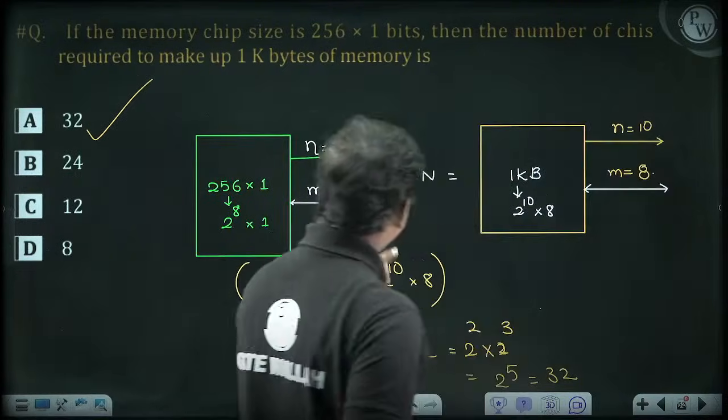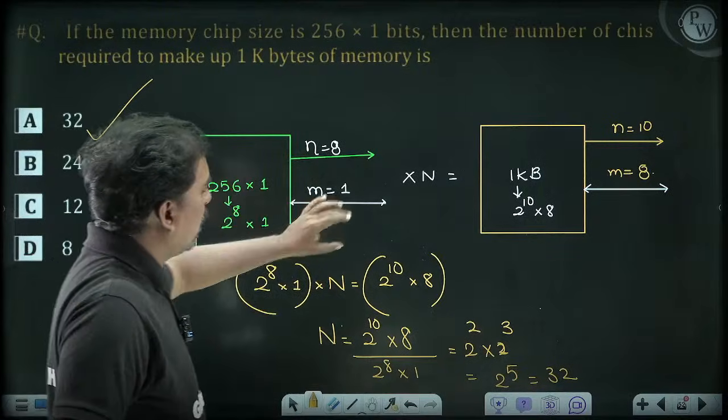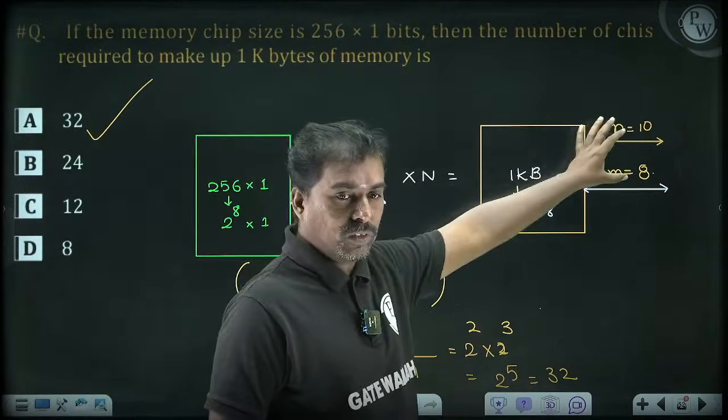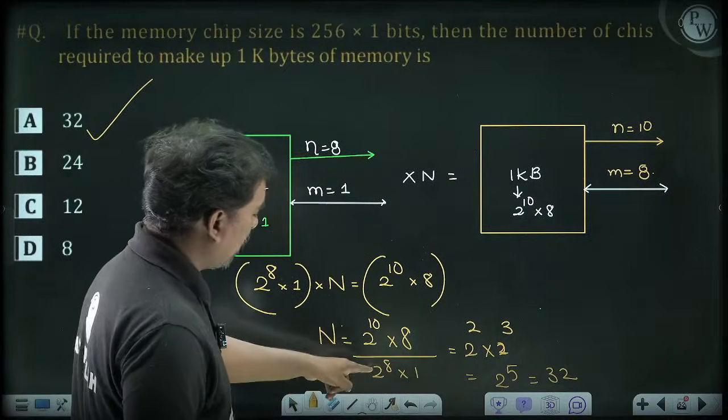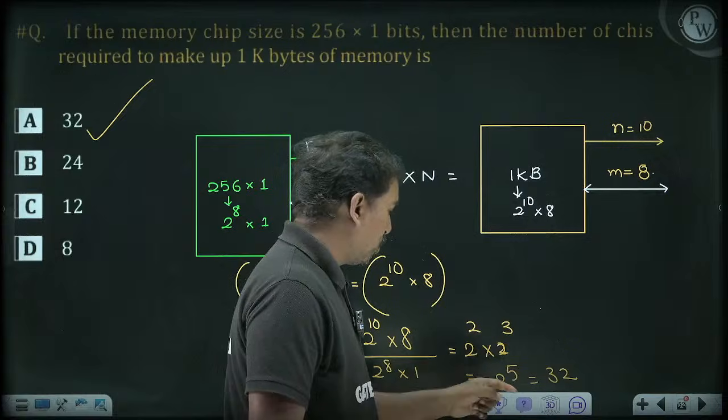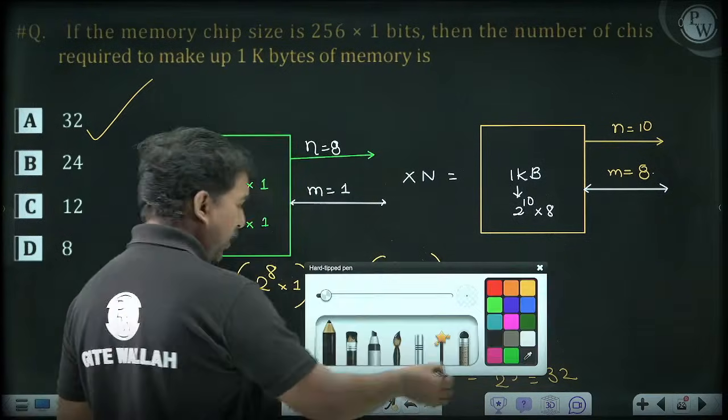So this is the standard way of doing it. The chip size: how many such chips are required to get this? So n is equal to this by this. 2 power 10 by 2 power 8 is 2 power 2 into 2 power 3, 2 power 5. So 32 chips are required.